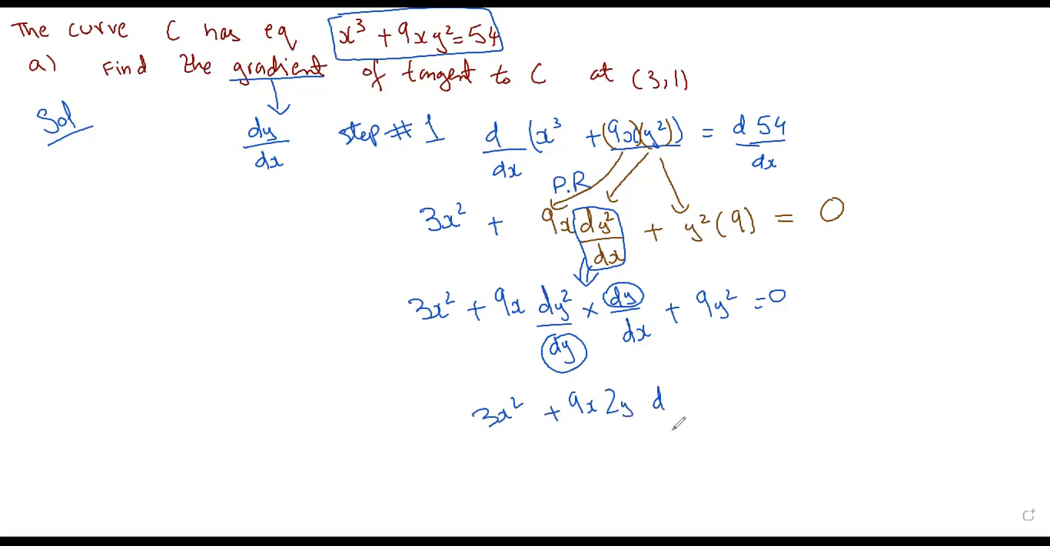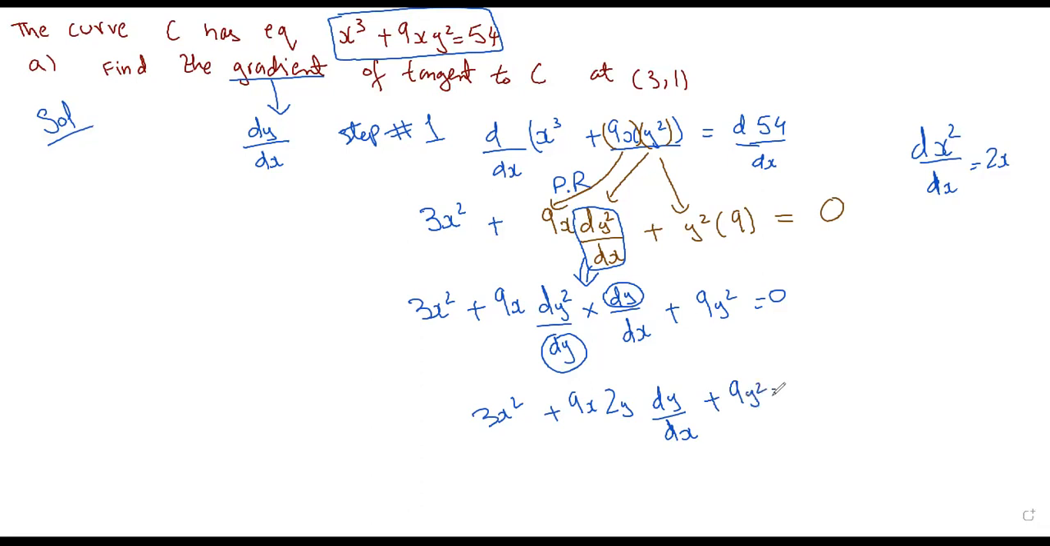dy by dx... no, this would be 2y, right? The answer of this would be 2y, just like the derivative of x squared with respect to x would be 2x. So this would be 2y, and this is a totally separate thing. And remember, never mess up this dy by dx, because this is what you have to find.